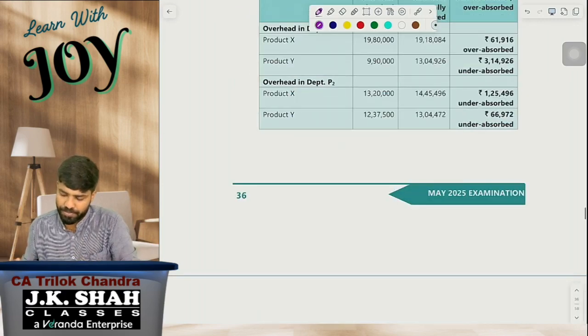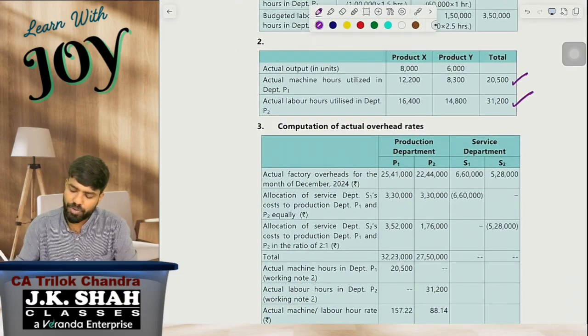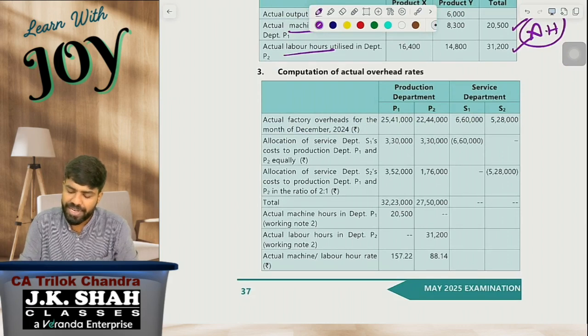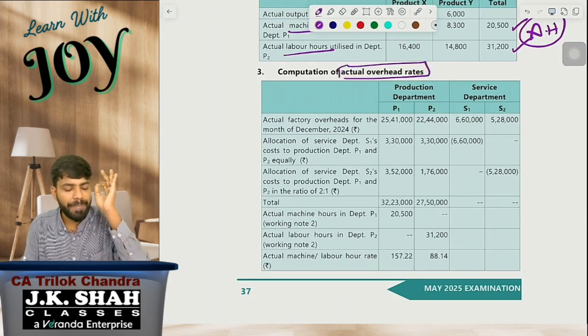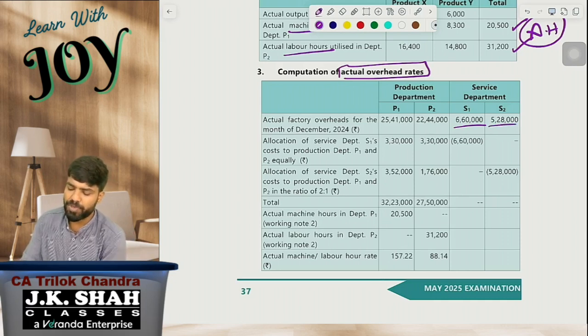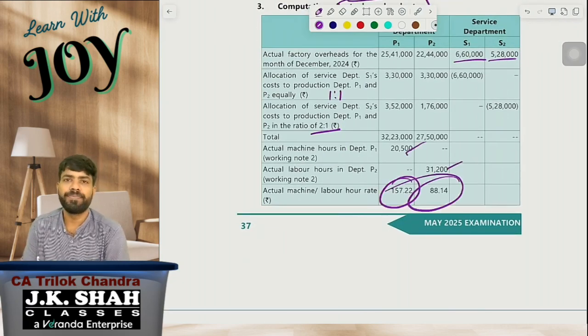Here they give the working. See 20,500 and 31,200 actual hours. This is actual machine hours, this is actual labor hours. So here we take the actual. This is the actual overhead rates. Look at page number 14 in RTP. Actual overheads: first 6,60,000, we are apportioning back to P1 and P2, and 5,28,000 we are apportioning to P1 and P2 in the proportion of 2:1. Here it is 1:1. We get the total, divided by hours, we will get the actual rate.